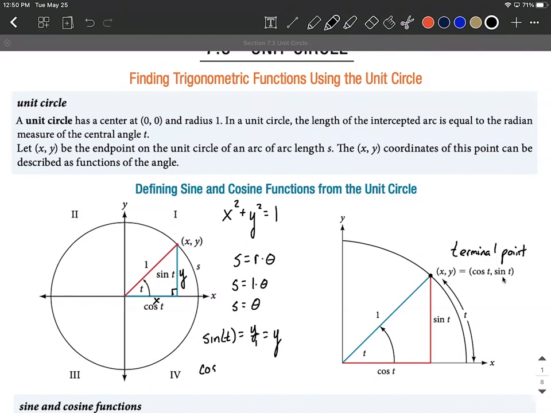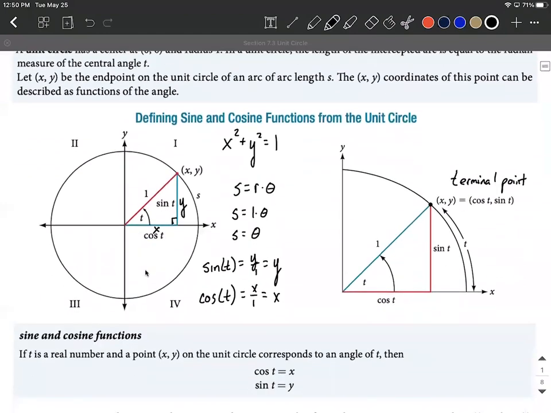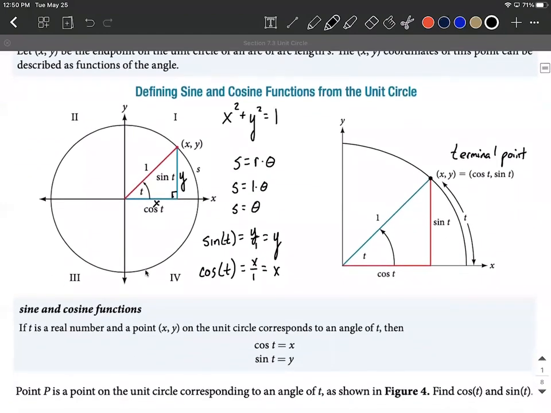Whereas with cosine, if I want to find what is cosine of our angle t, cosine is the adjacent side over the hypotenuse. So in this case, that's x over 1. Of course, that can simplify down just to be x. That's written out here in this next box: remember, the cosine always goes as the x value for that terminal point. Sine always goes for the y value of the terminal point.